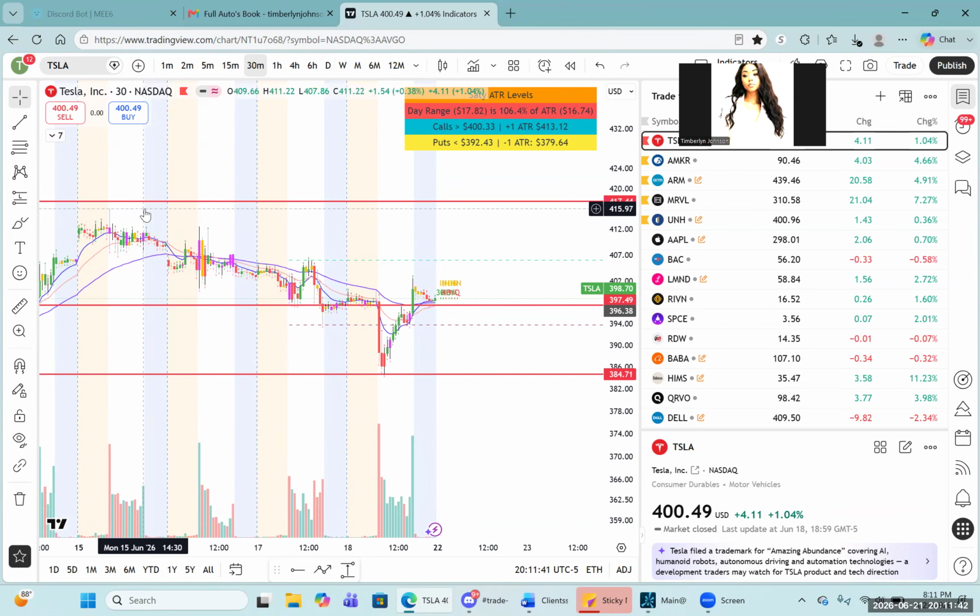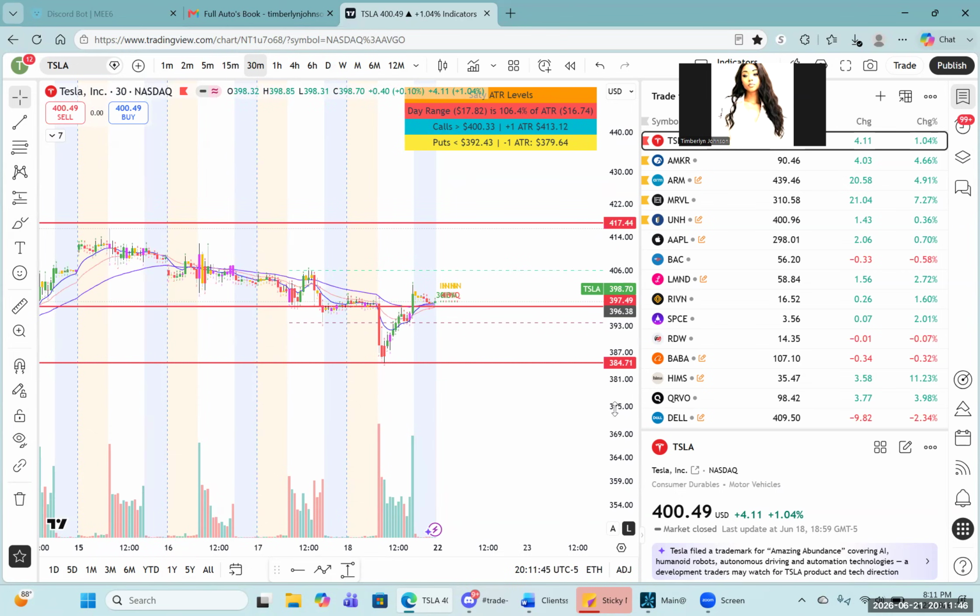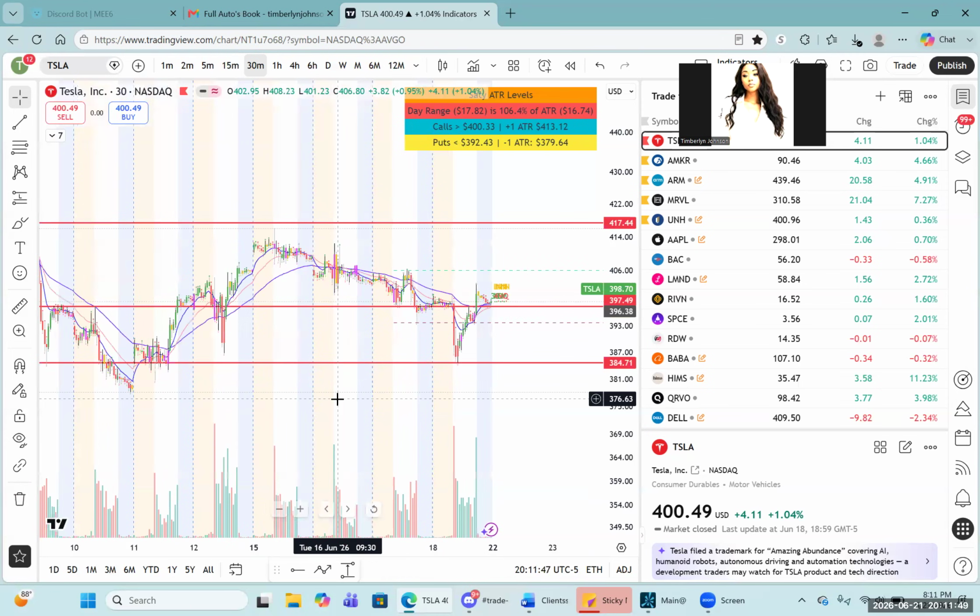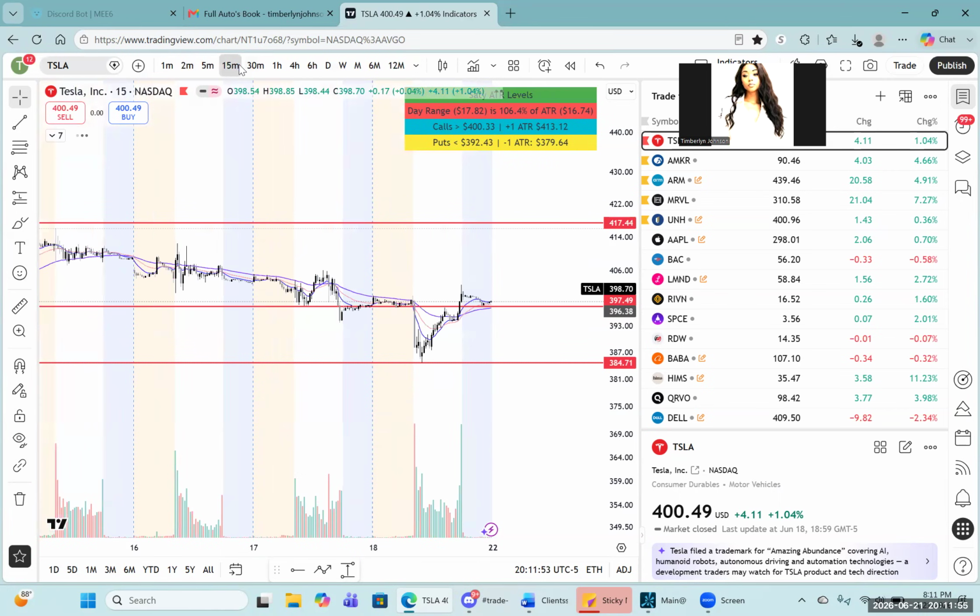Okay, that makes sense. Yep. And then Monday's high 415. So it's just level by level, maybe the previous day high. And honestly, some traders may do it different. They may go to the 15.